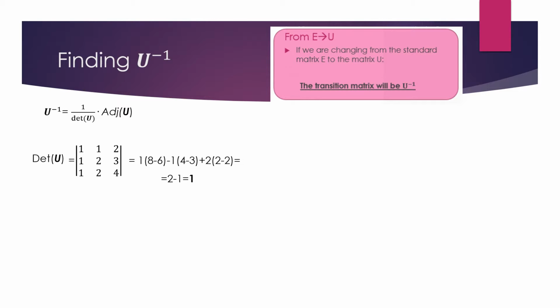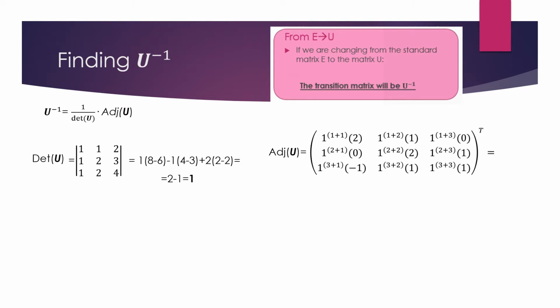Now we find the adjoint of U. To find the adjoint of U, we replace each term by its cofactor, and we have [2, negative 1, 0], [0, 2, negative 1], and [negative 1, negative 1, 1]. Then we transpose that and we get [2, 0, negative 1], [negative 1, 2, negative 1], [0, negative 1, 1]. That is our adjoint of U.